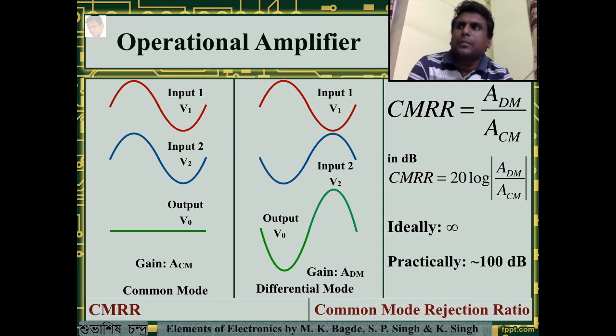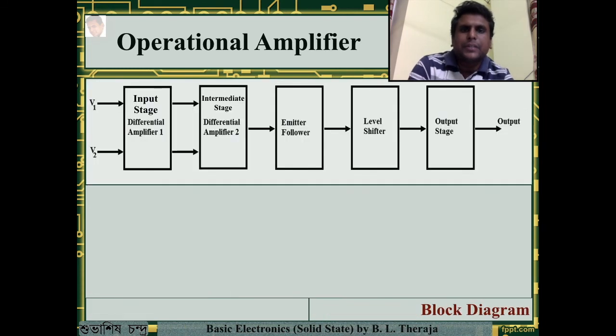So this was all about the differential amplifier, which, as I have said earlier, is at the heart of the operational amplifier. So let us look at what an operational amplifier looks like. This is the block diagram of the operational amplifier. As you can see, there are 5 different stages. It has 2 inputs and 1 output.